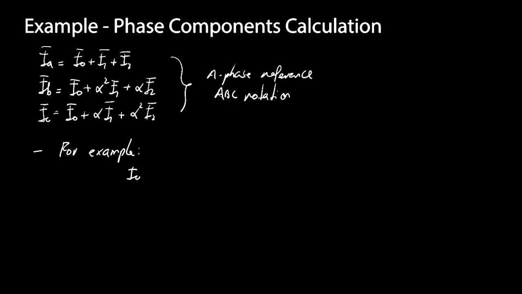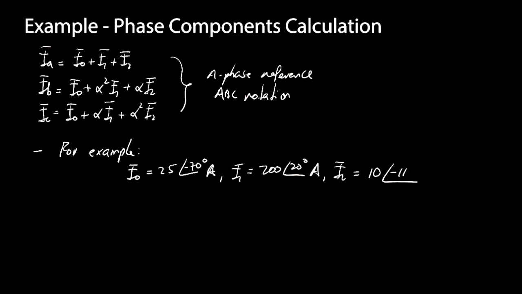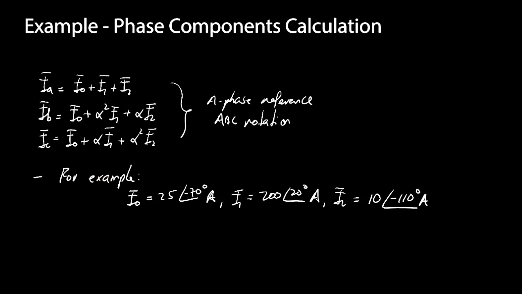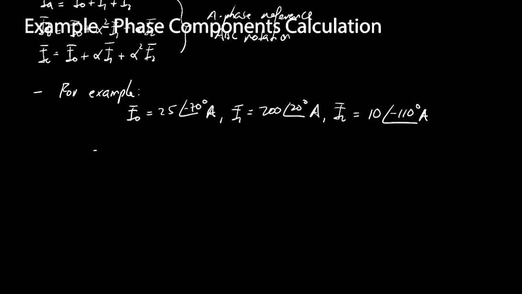So we had the zero sequence current. After we've done our analysis and we've calculated the sequence components using the symmetrical components technique, we would get the following results. So let's say, for example, that we were doing that for a power system and we get the following results. I0 is 25 at minus 70 degrees. This is in amps. I1 is 200 at 20 degrees. This is in amps. And I2, the negative sequence current, is equal to 10 at minus 110 degrees, and this is again in amps. So now, using these equations, we can convert back to the phase components.